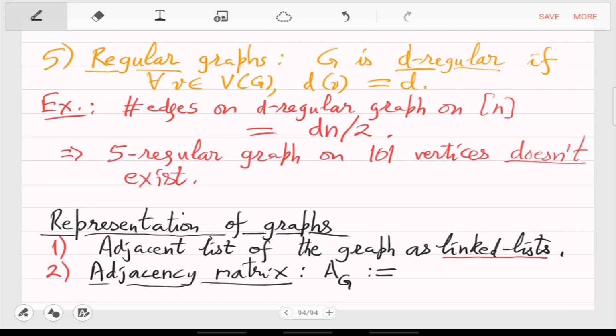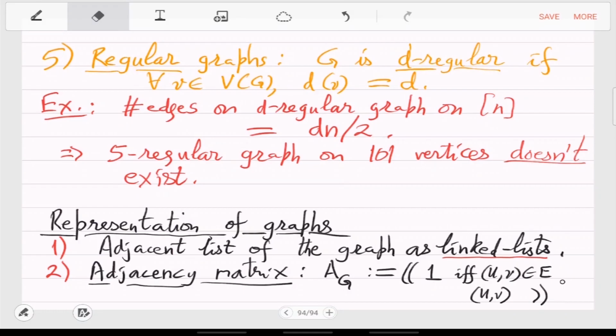This is a matrix where you put a 1 if and only if uv is an edge, and you go over all the uv's. So you can see this as a vector or as a matrix, whatever representation you prefer, but it is just saying that as you go over all the edges, in that location you put a 1 if that edge is present, or a 0 if the edge is absent in the graph. This is the edge set of the graph.